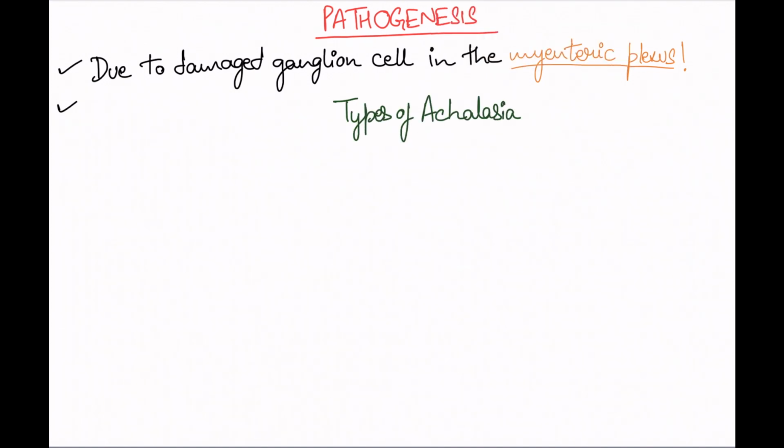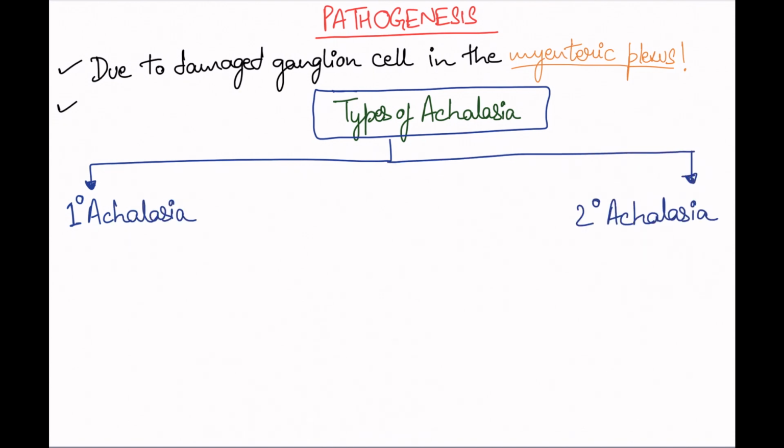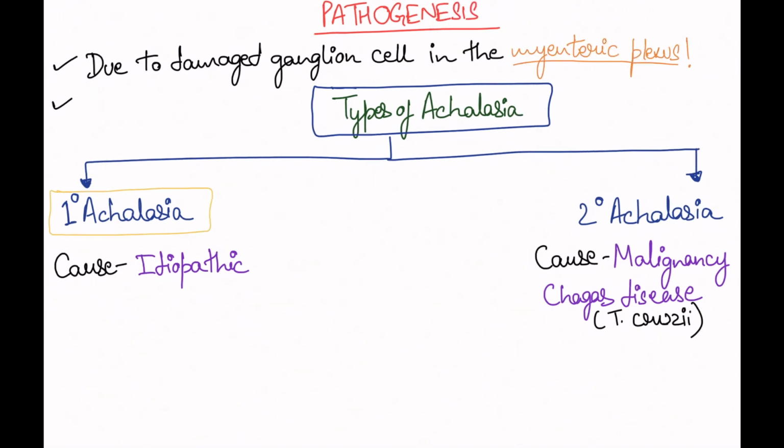Now what are the types of achalasia? Depending on the cause of achalasia, we have primary achalasia and we have secondary achalasia. The cause of primary achalasia is basically idiopathic, so we don't know the cause. While in secondary achalasia, the cause is a malignancy like squamous cell carcinoma, and more commonly it's Chagas disease, which is caused by Trypanosoma cruzi.